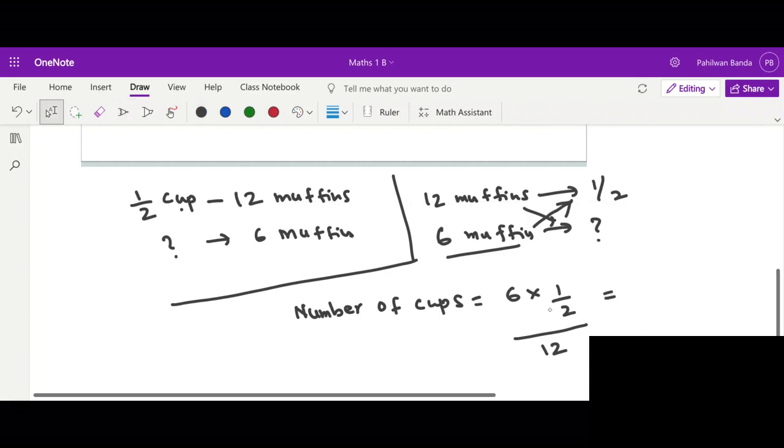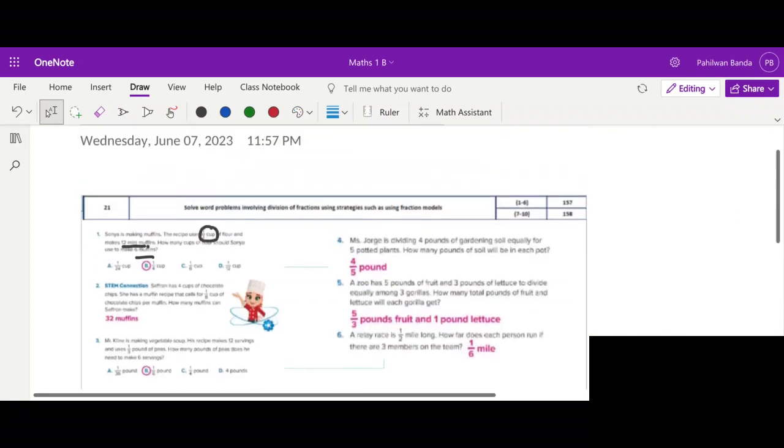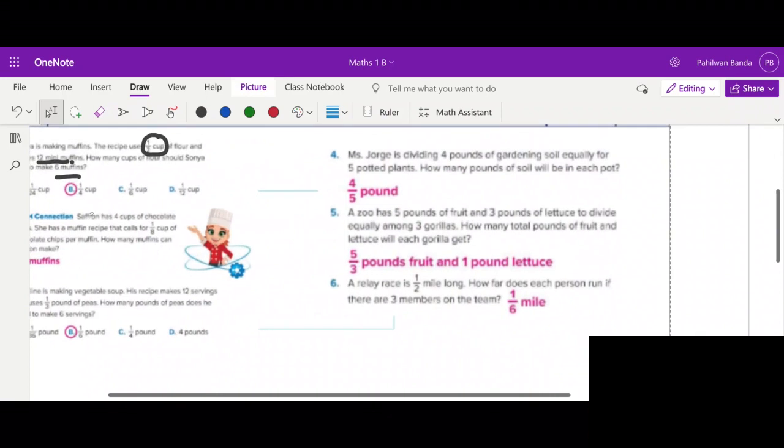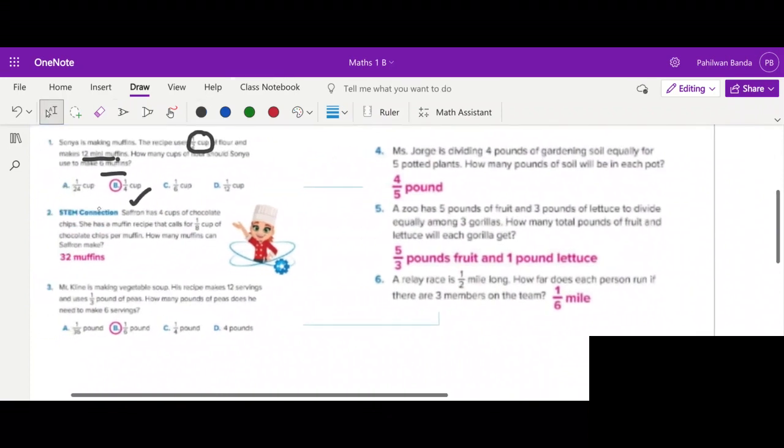Now 6 into half is how much? This is 6 by 2. When you divide 6 by 2 you get 3. So 3 over, in the denominator you have 12. Now how to simplify? This is 3 times 1 and you have 3 times 4, since 12 is divisible by 3, 4 times. So 1 over 4. The answer will be 1/4. Look here, the correct answer is 1/4 cup.